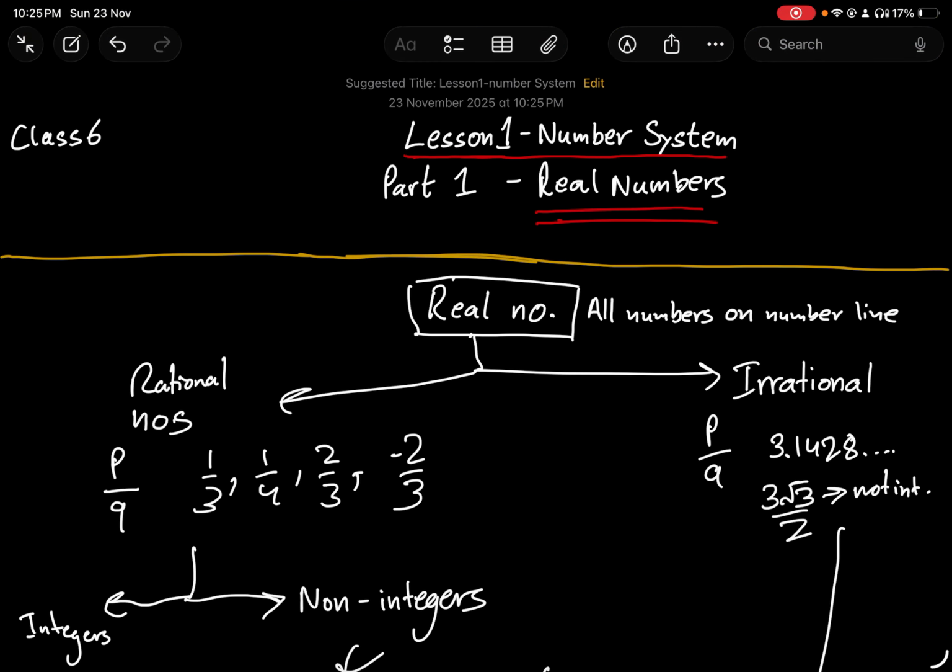So this is our first lesson on real numbers. I hope you understood this lesson and I hope you enjoyed it well.